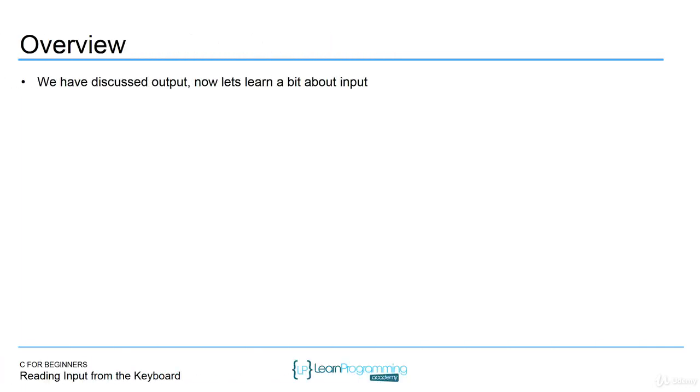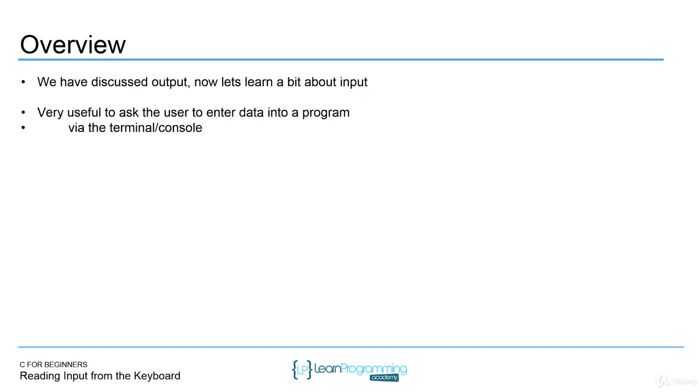So we've discussed output. We know how to format output using printf. We now have to learn a little bit about input, getting input from the user essentially. It's very useful to ask the user to enter data into a program. We talked about command line arguments, entering data via that way. That's one way to do it. Another way is to ask the user directly so that they can type something in the keyboard. So you get the input from the keyboard, and you enter the input via the terminal, the console. That's how you enter the input.